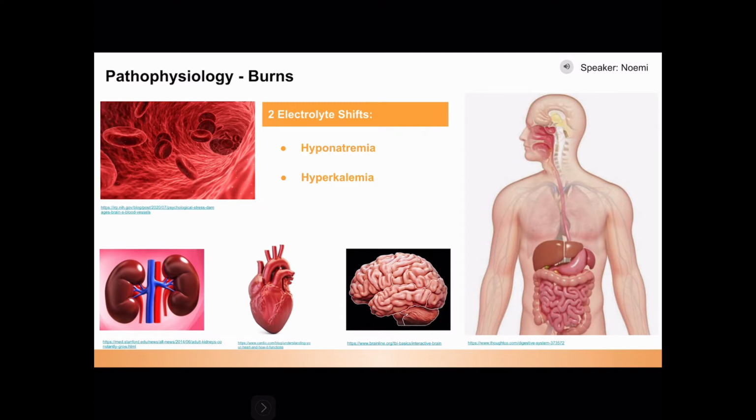Another reaction that occurs in the body is your hematocrit levels will begin to rise as this fluid is lost. Next slide.